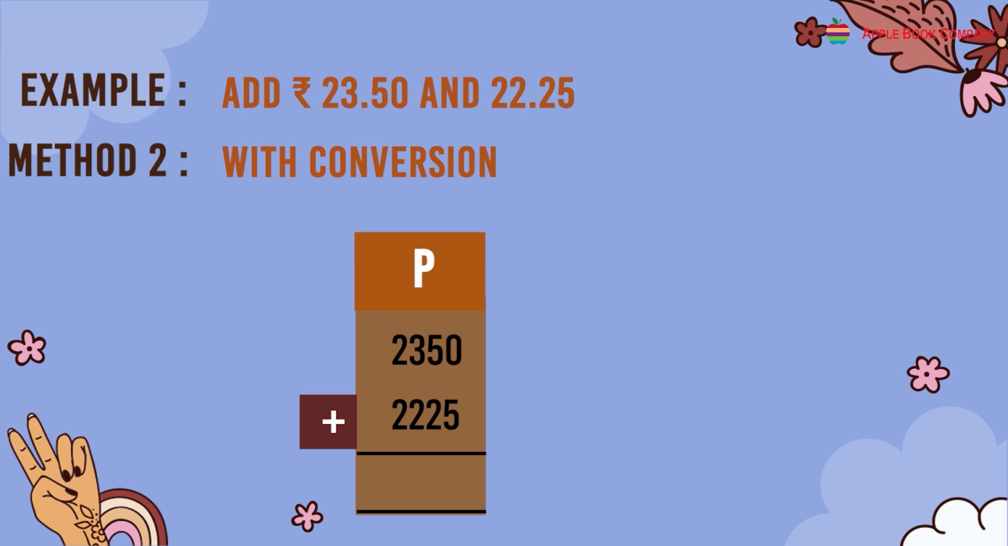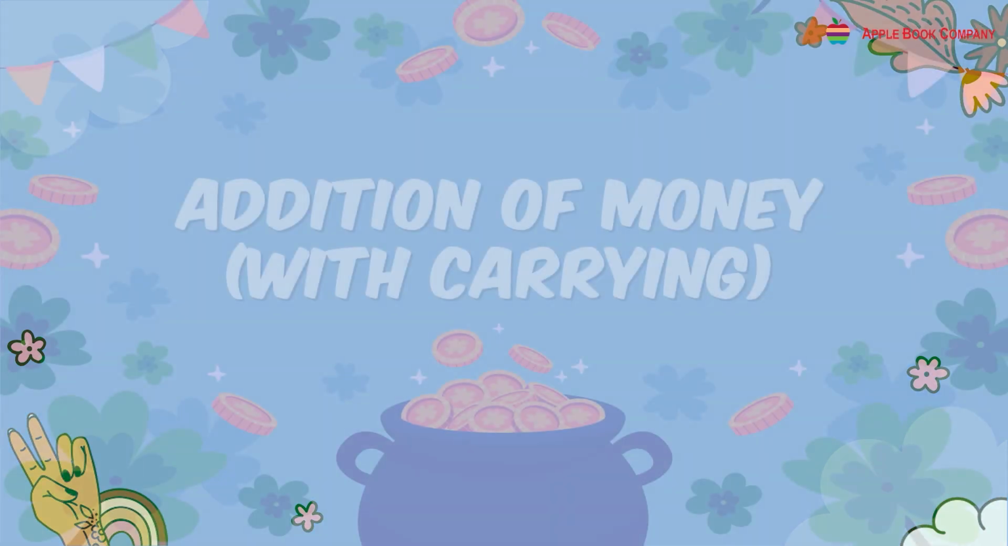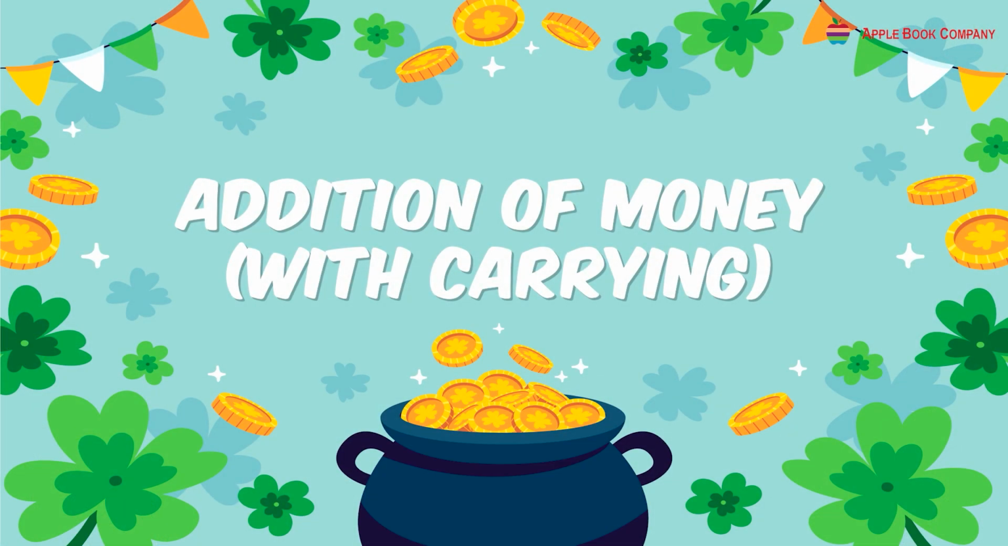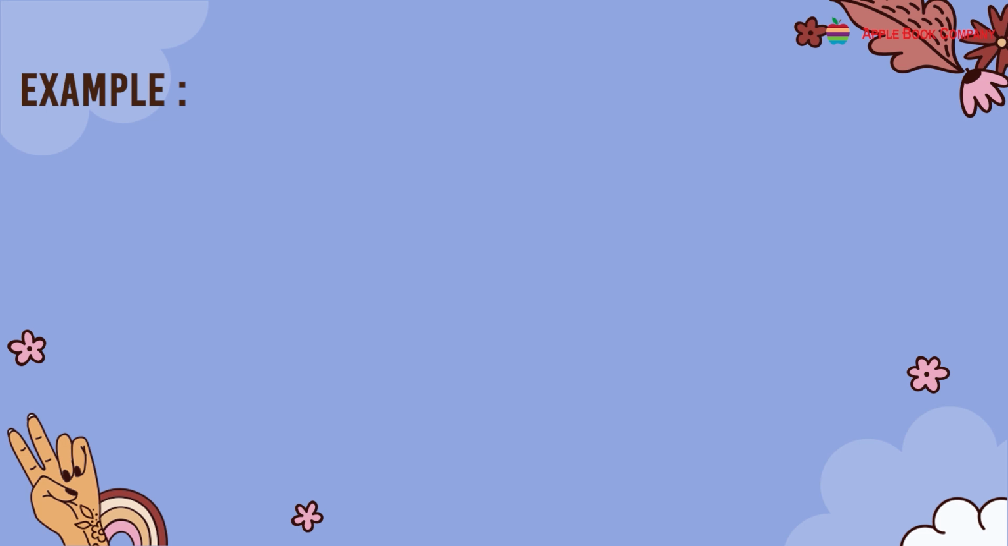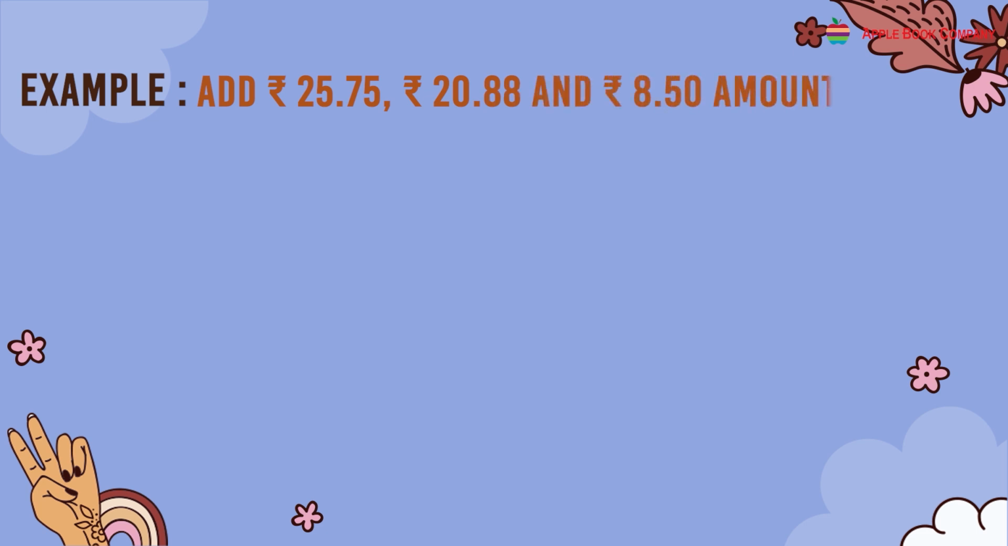So how do you convert? 2350 plus 2225 is equal to 4575 paise or 45.75 is the answer. Addition of money with carrying. Example, add 25.75 rupees plus 20.88 plus 8.50.